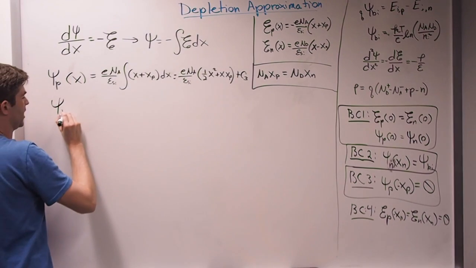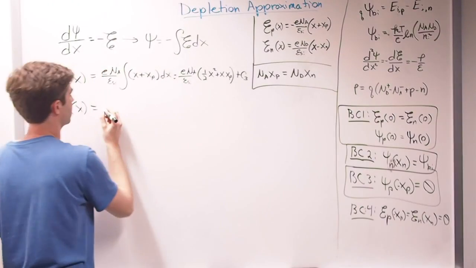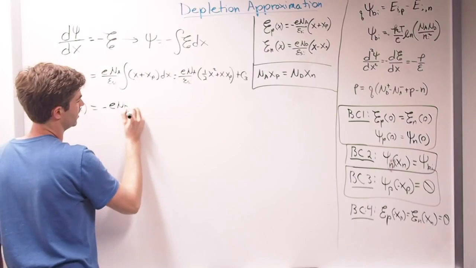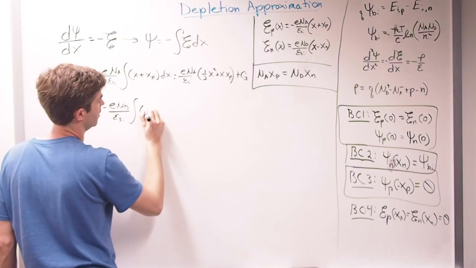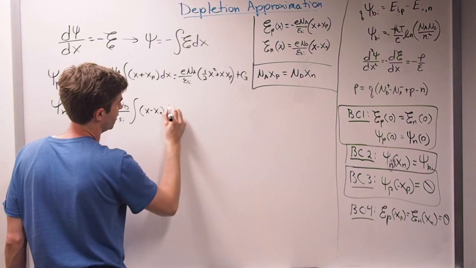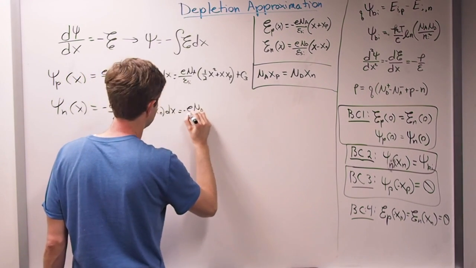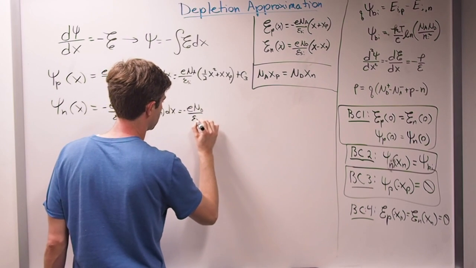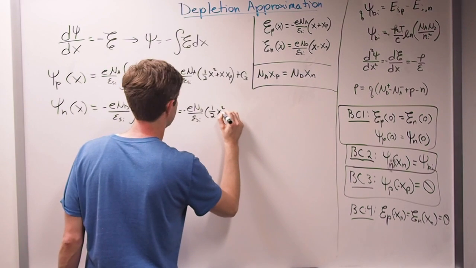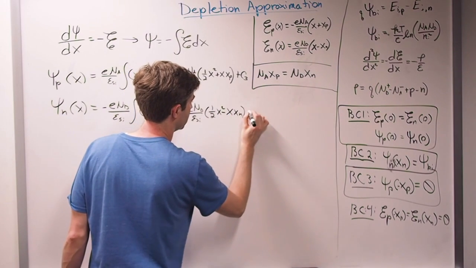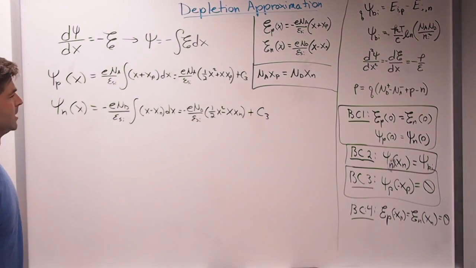Similarly, phi n of x is equal to negative, is a negative, so E N D over ESI integral of x minus x n dx, equal to negative E N D over ESI times one half x squared minus x x n plus c3. Okay, let's go back to boundary condition 1 real quick.